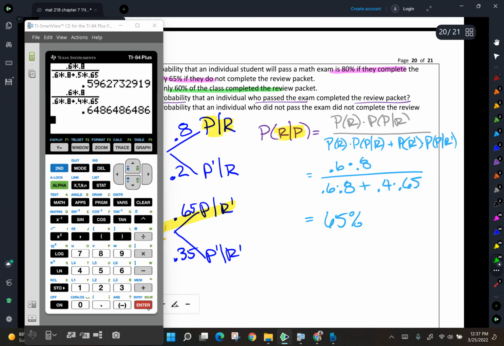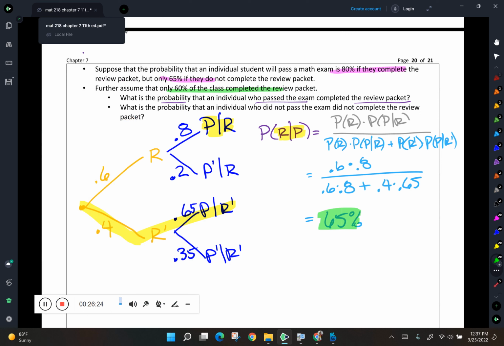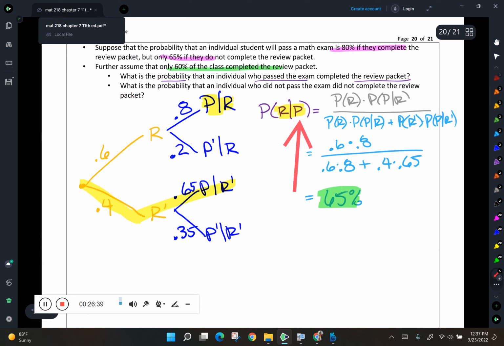So what does this tell me about this situation? Well, this tells me that if I go into the pile of people who I know passed the exam, there's a 65% chance that you did the review packet. Right? The second question is asking something different. What's that second question asking?